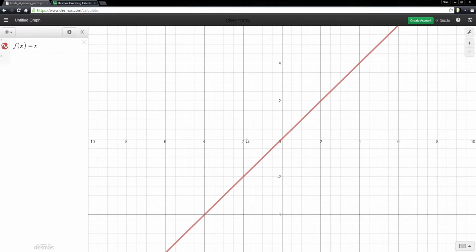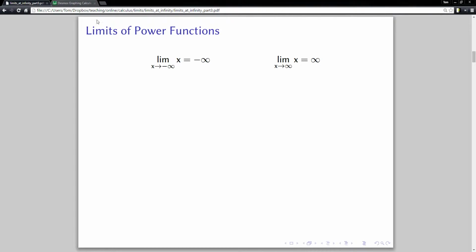As I go far off to the left here, the graph of f of x just goes down. So it is a straight line with slope 1, right? That goes through the origin. So here we would say the limit as x goes to infinity of x equals positive infinity. The farther you go off to the right, as x goes to infinity, so does x here. And as x goes to negative infinity, so does x here.